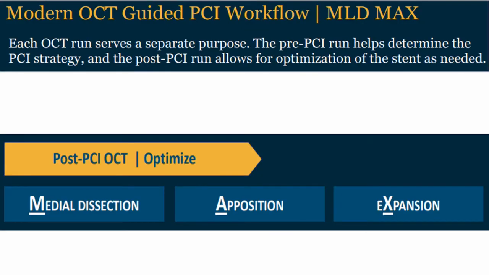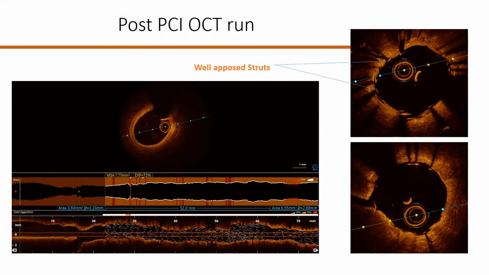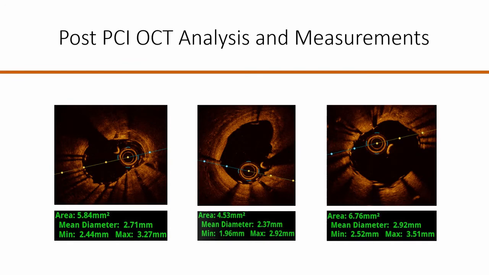As part of the modern OCT-guided PCI workflow, a post-PCI OCT run was done to analyze medial dissection, apposition, and expansion. The run showed no edge dissections and good apposition, but expansion was suboptimal, that is 72% at the site of the calcific lesion. As the stent expansion was inadequate, we subsequently dilated with a 3 by 10 mm balloon, and then took the post-PCI OCT measurements, which revealed that at the lesion site the luminal gain was from 2 to 3 millimeters with a vessel area of 4.5 square millimeters.